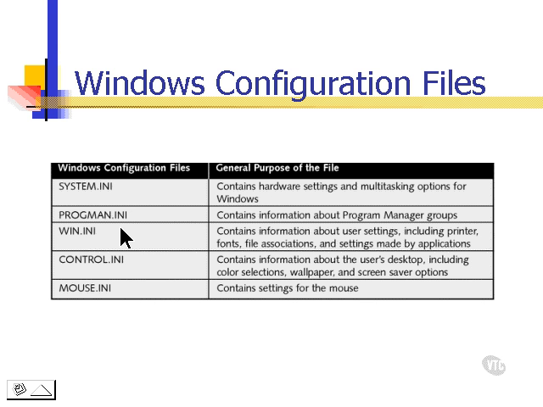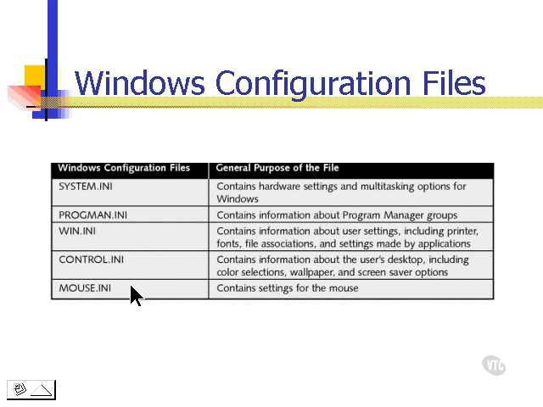Other files that can be used to further configure Windows are the progman.ini, which contains information about program manager groups, control.ini, which contains information about the user's desktop like color selections and wallpaper and screensavers, and then mouse.ini, which contains the settings for the mouse.